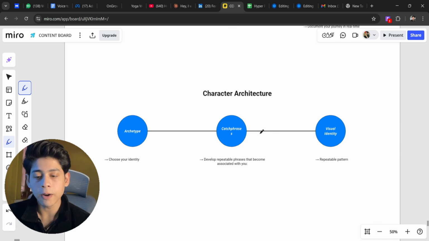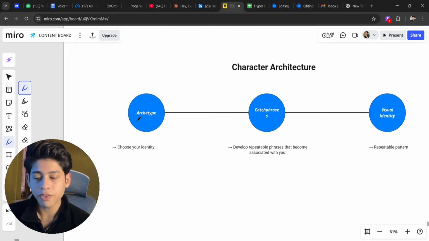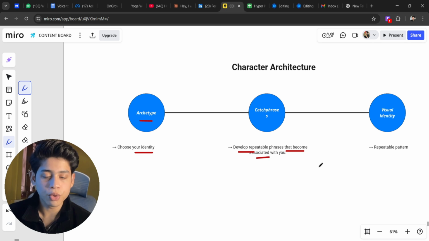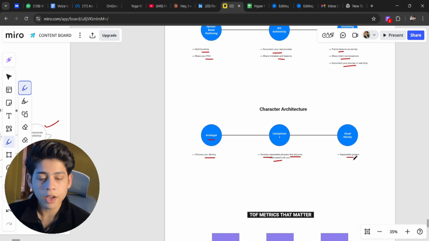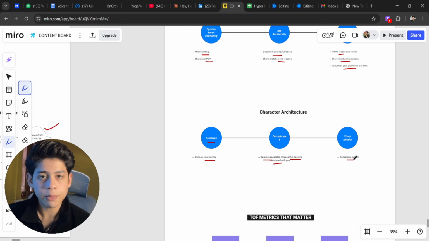Now the third is character architecture. The first is archetype. Here you choose your identity. You show yourself as you are. Second is catchphrases. You develop repeatable phrases that become associated with you. So you build some phrases that you use in your videos and they start to be associated with you. The third is visual identity. So you create a repeatable pattern in the visuals. This is just to make your videos recognizable to people.